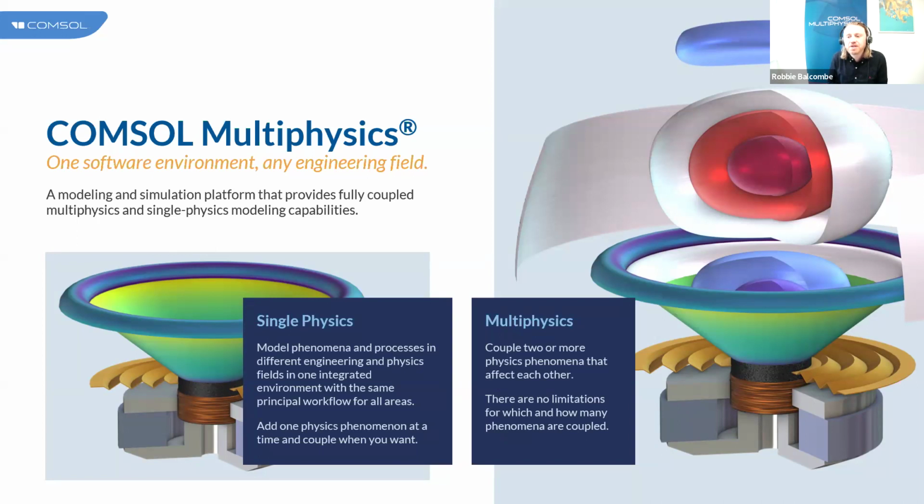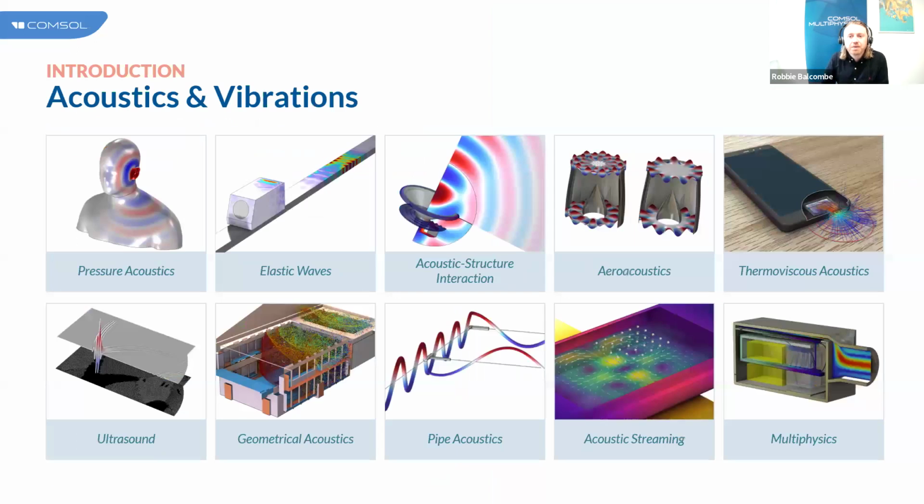The idea behind this multiphysics modeling approach is to be able to increase the accuracy and the fidelity of our simulations by capturing all of these physical interactions, essentially to make our simulations more realistic and better replicate reality.